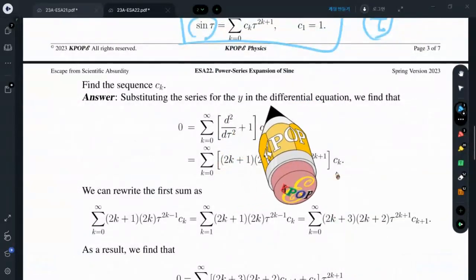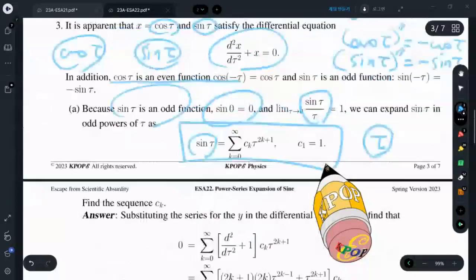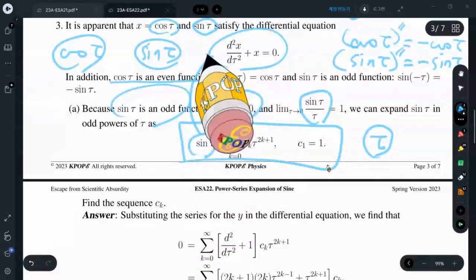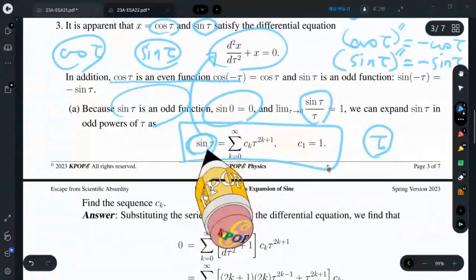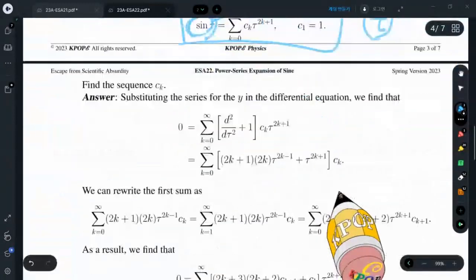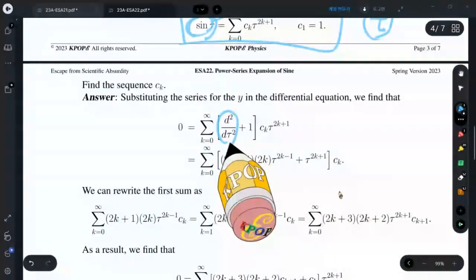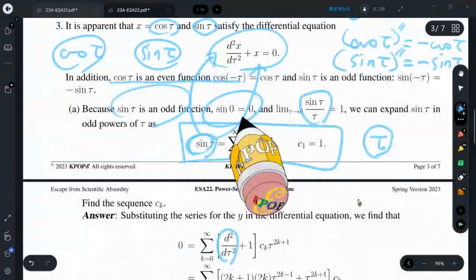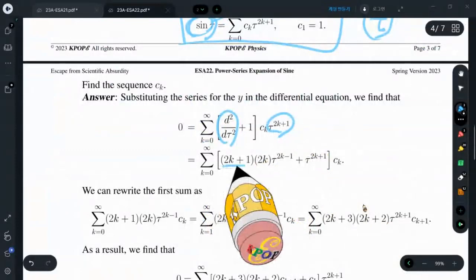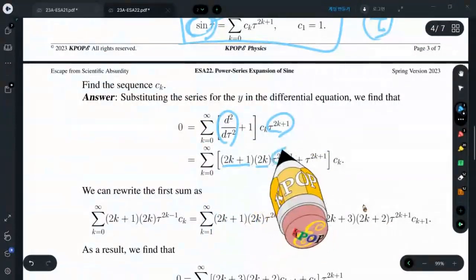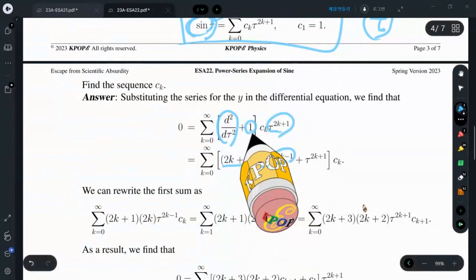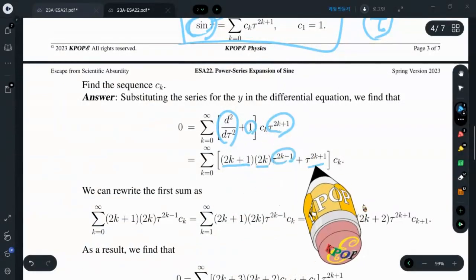Substituting the series for y in the differential equation, let us take the derivative twice and then substitute in here, and keep it as it is and substitute in there. Okay, second order differential, this derivative will give this polynomial 2k plus 1 and 2k, and power has been decreased by 2. This identity operator will leave it as it is.